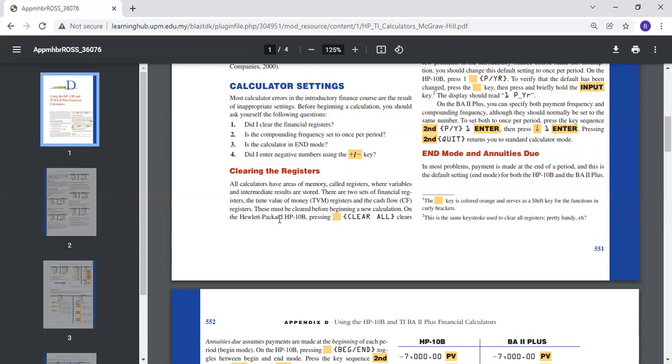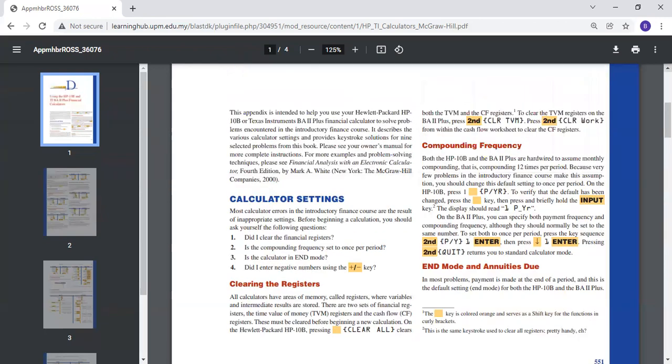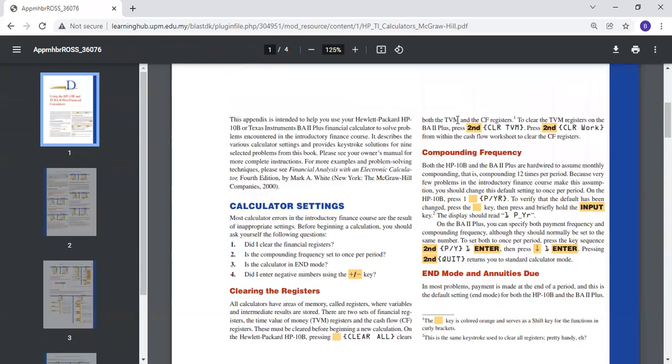On the HP 10B, if you want to use this calculator, you have to press this button. You look for the button on your calculator. That is, if you are using the HP 10B, you look for the icon, clear all. So both the time value of money and the CF registers will be cleared.